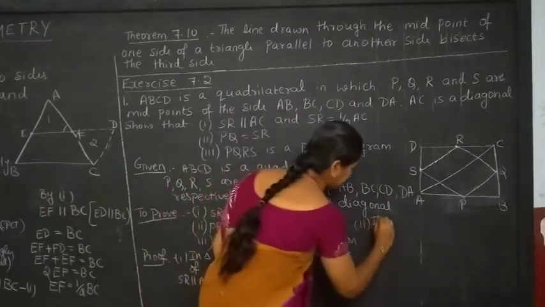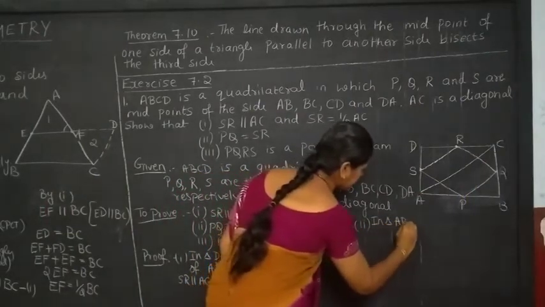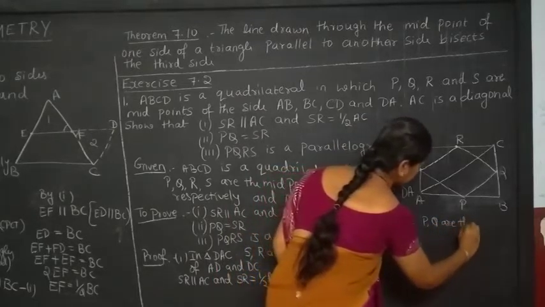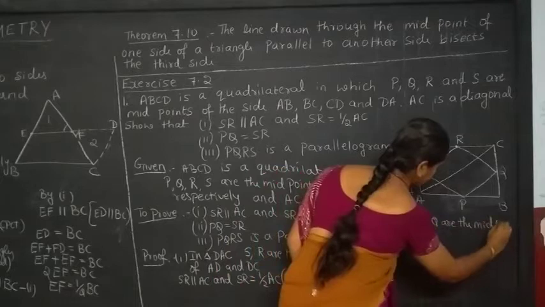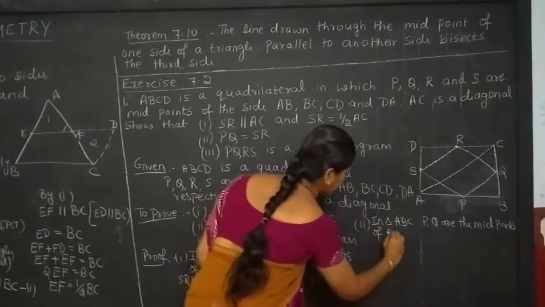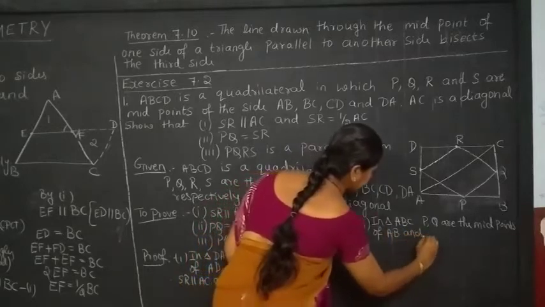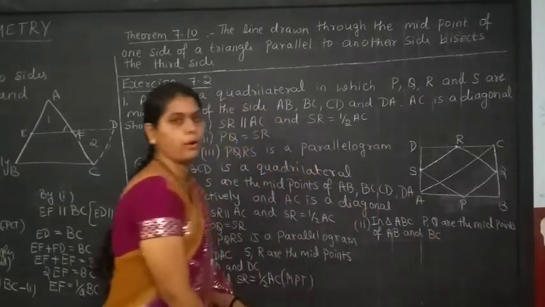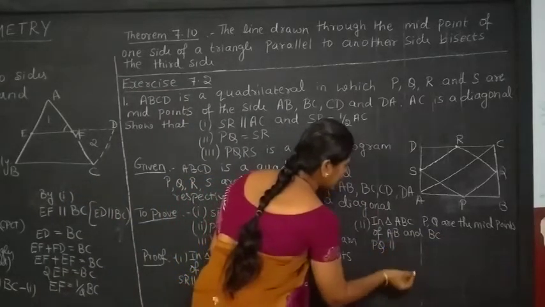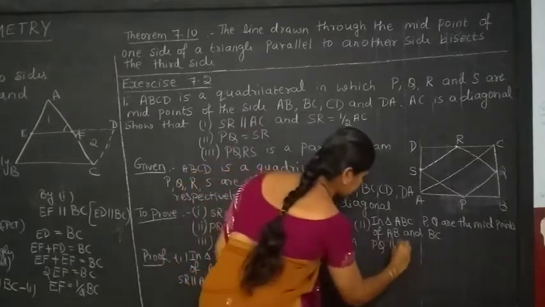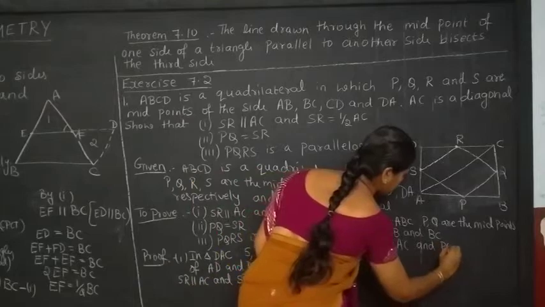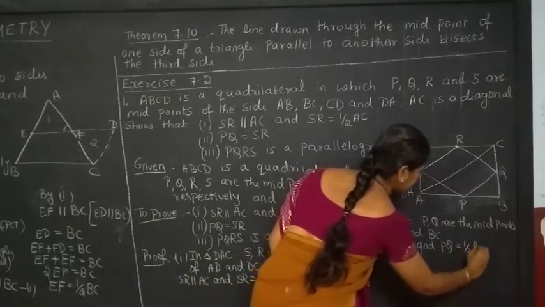In triangle ABC, P, Q are the midpoints of AB and BC. So by midpoint theorem, what can I write? PQ is parallel to AC and PQ is equal to half of AC.